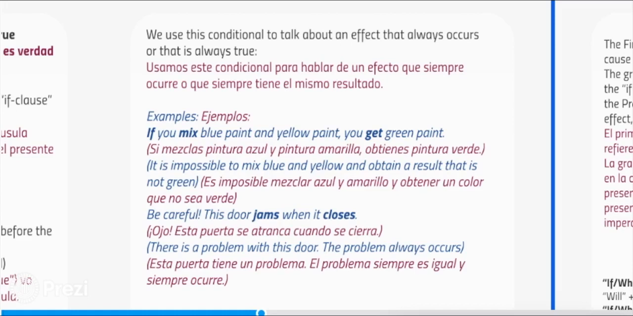Examples: if you mix blue paint and yellow paint, you get green paint. It is impossible to mix blue and yellow and obtain a result that is not green. Be careful. This door jams when it closes. There is a problem with this door. The problem always occurs.